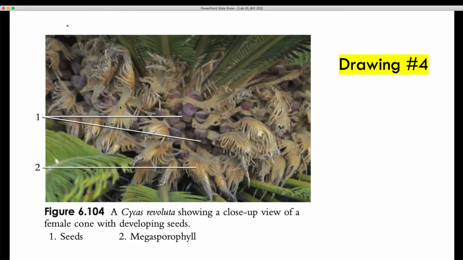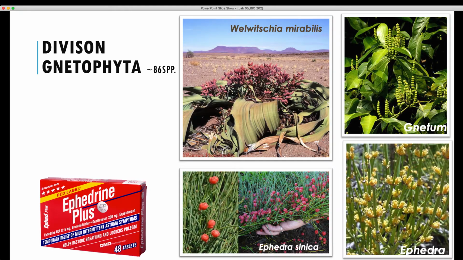Drawing number 4, you can go back to my prettier picture if you'd like to, but this is the female cone. So up close, female cone with the developing seeds. Make sure to label those.